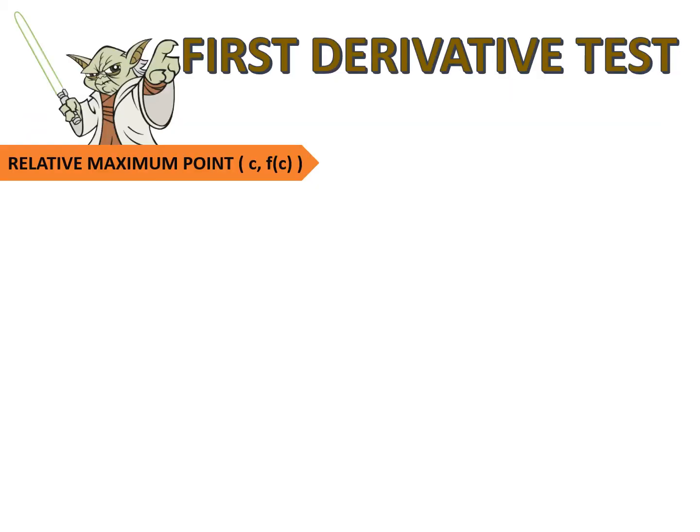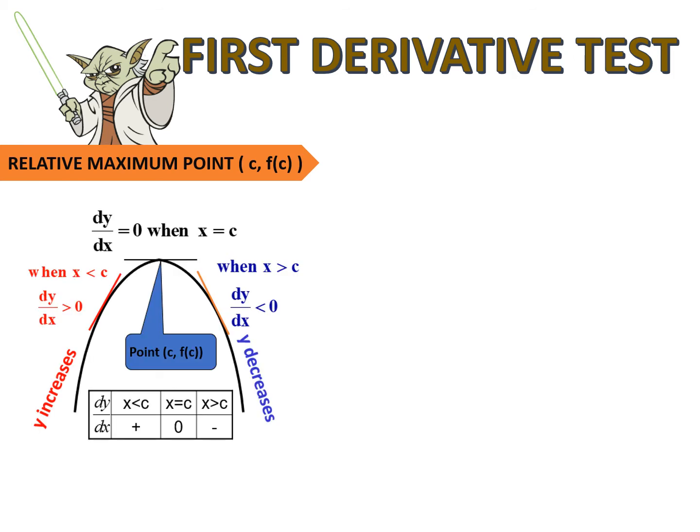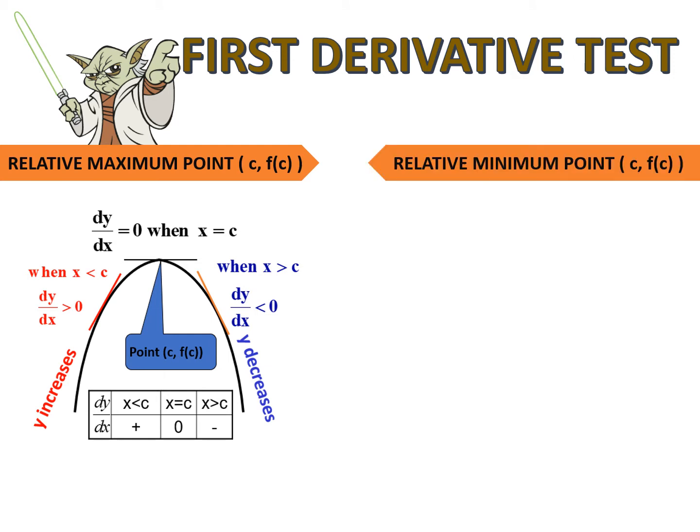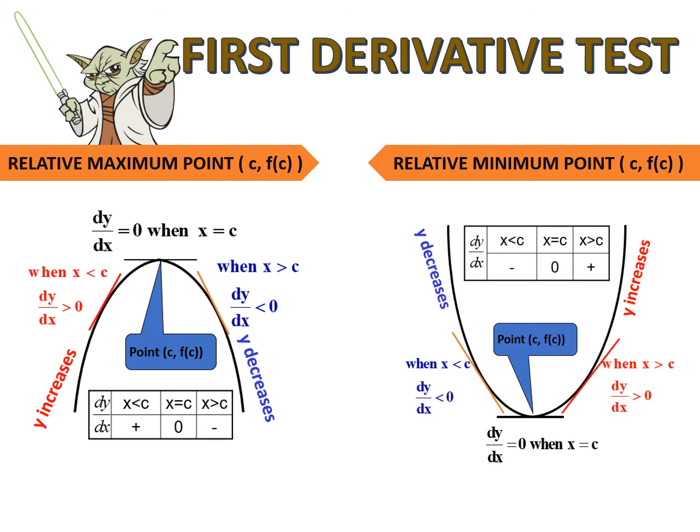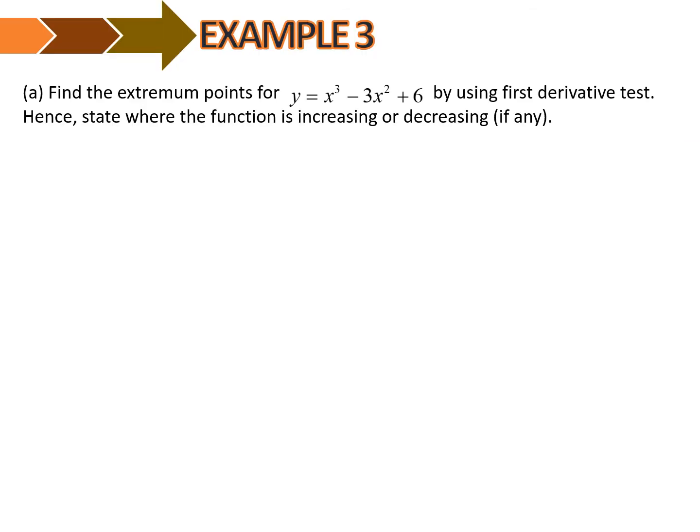First derivative test. How to get the relative maximum point? First, we must create the table and find where dy/dx equals 0. Secondly, how to find the relative minimum point? Also we must create a table and find where dy/dx equals 0. Let's take a look at the steps.